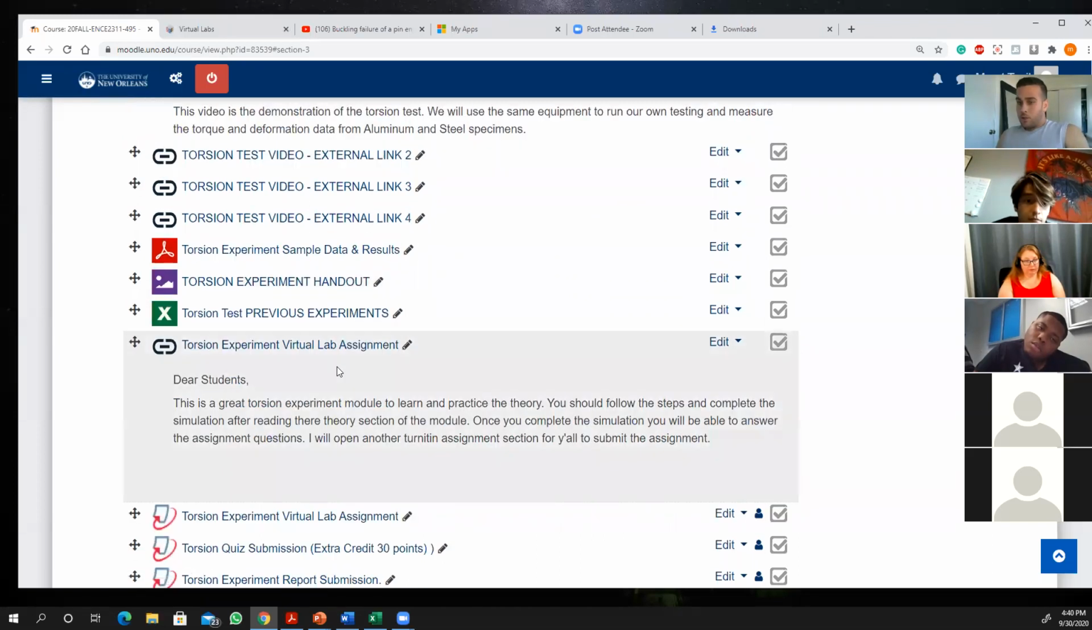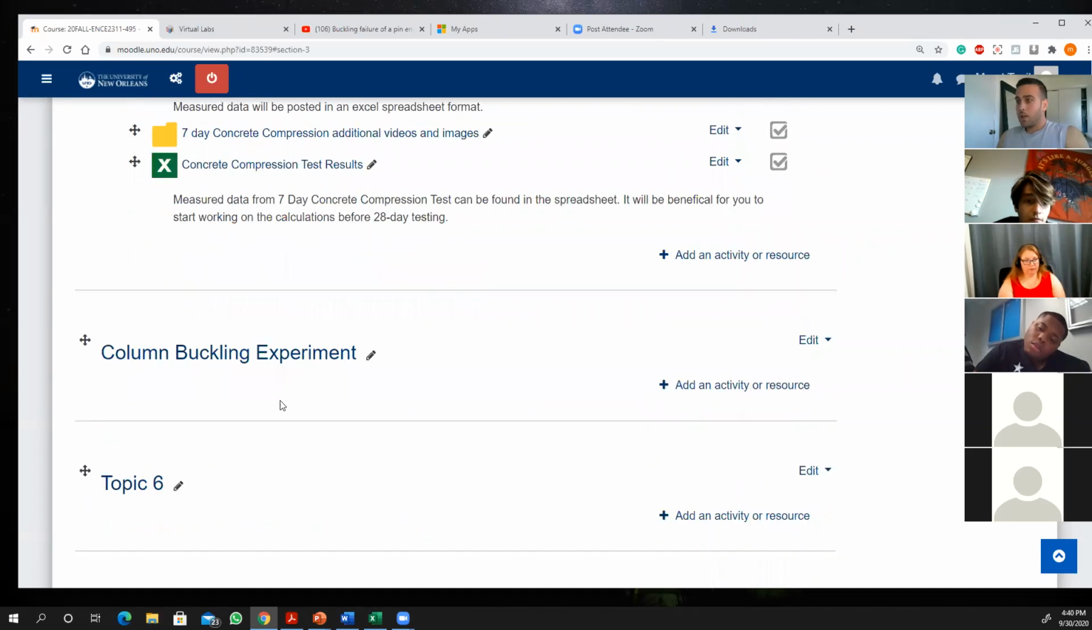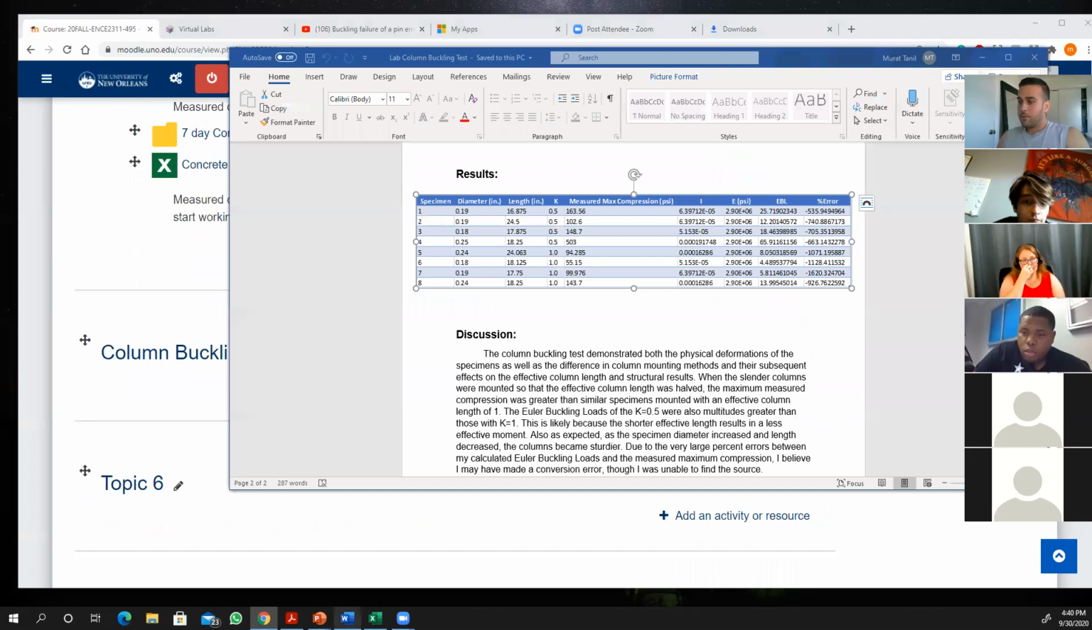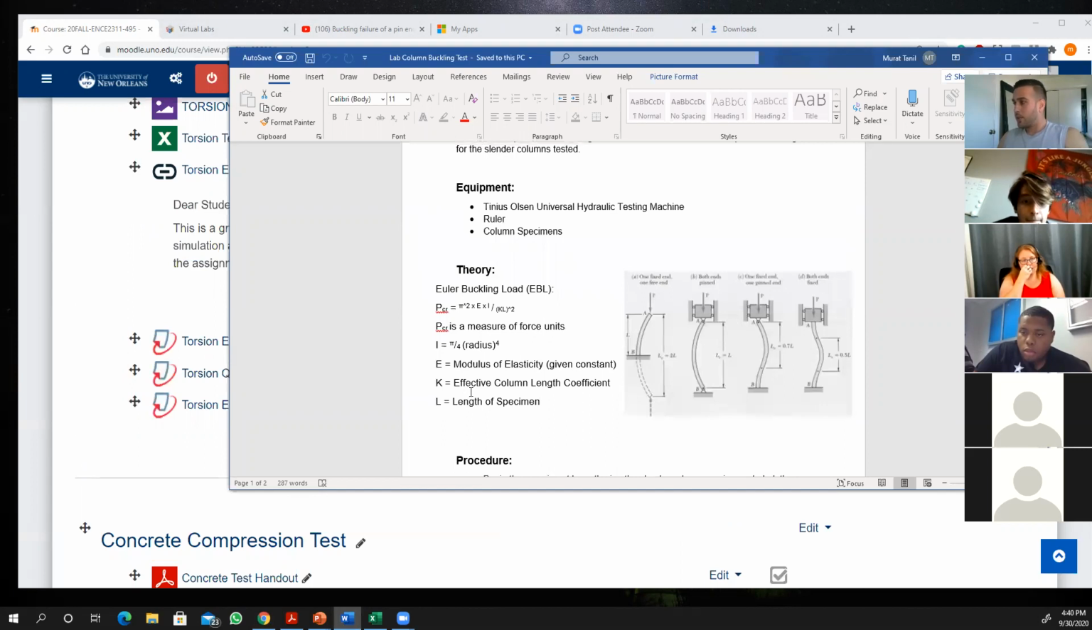It's been already 1 hour and 10 minutes. Column buckling experiment. I was just putting the video together before the class, and I'm gonna go over the theory. Like I said, we are not gonna have a report on the column buckling for next week, but I wanna cover the essential things so you get familiarized with the theory section.